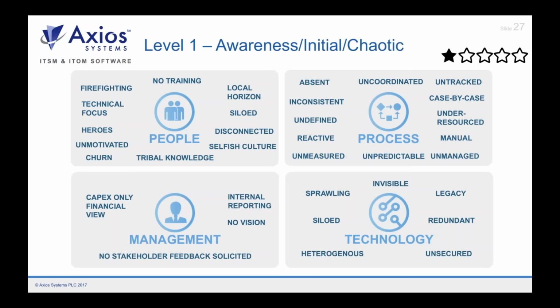So to start, level 1 is defined by ad hoc firefighting. It's unstable infrastructure and disorganized teams and processes with no formal process in place. There's little collaboration, little knowledge sharing. Successful outcomes are reliant on skills and experience of the individual people.